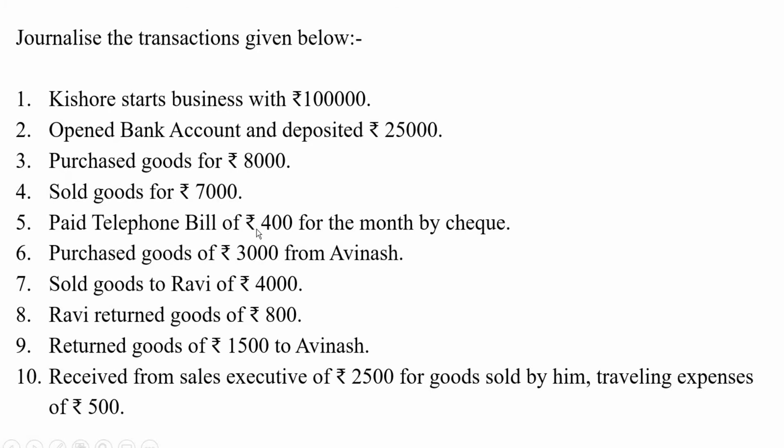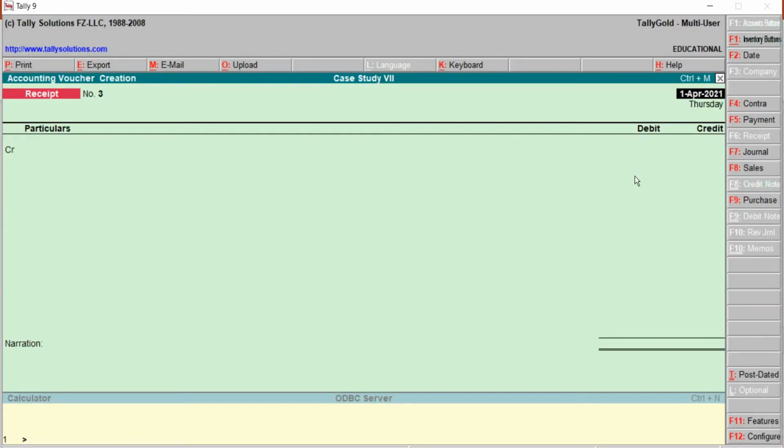Pay telephone bill of rupees 400 for the month by check. This is in the form of bank. This has to be recorded under the payment voucher. Now select for payment voucher. The shortcut key is function key F5. Just click on this one. What will be debit? Debit will be the telephone bill which has to be created.